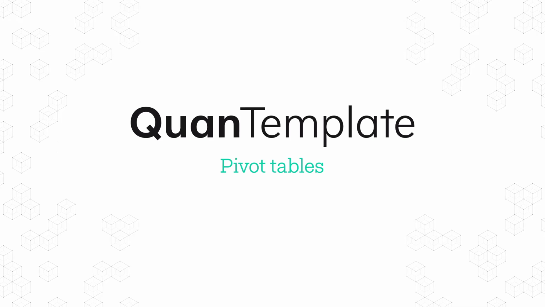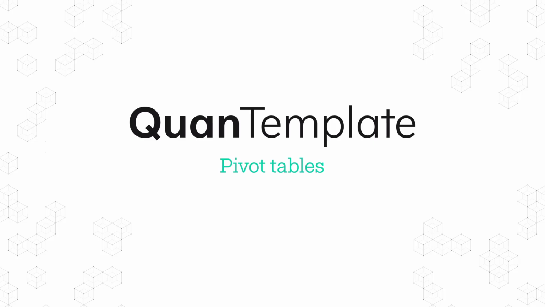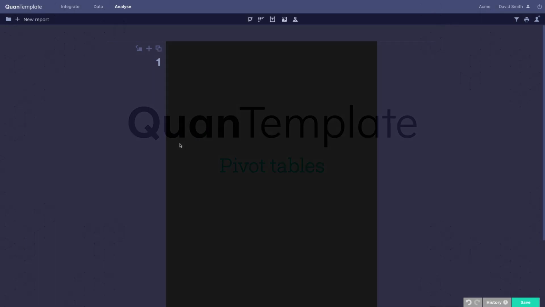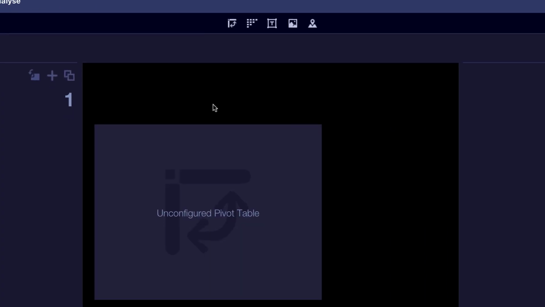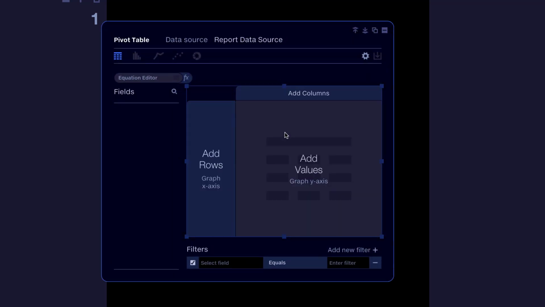In this video, we're going to walk through how to configure a simple pivot table, then move on to some more advanced table options. With a report open, click the pivot icon at the top of the report. Now we have an unconfigured pivot table. Double-click the box to reveal the pivot table interface.